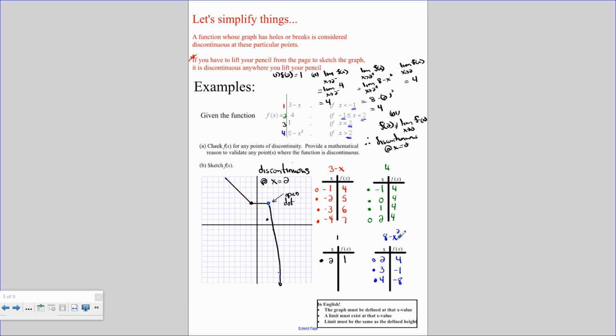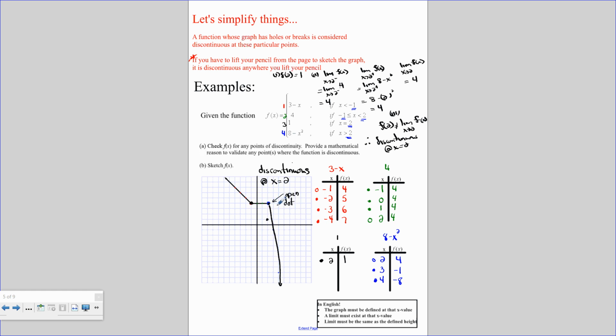When I put a 3 in for x, 3 squared is 9. 8 minus 9 is negative 1. When I put a 4 in for x, 4 squared is 16. 8 minus 16 is negative 8. So I've got the point over 2, right 2, up 4. It's an open dot on top of an open dot, so it remains open.